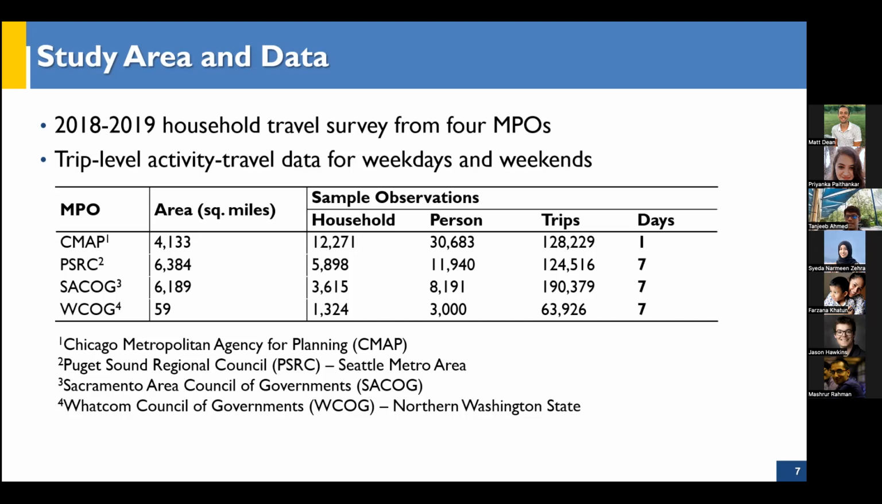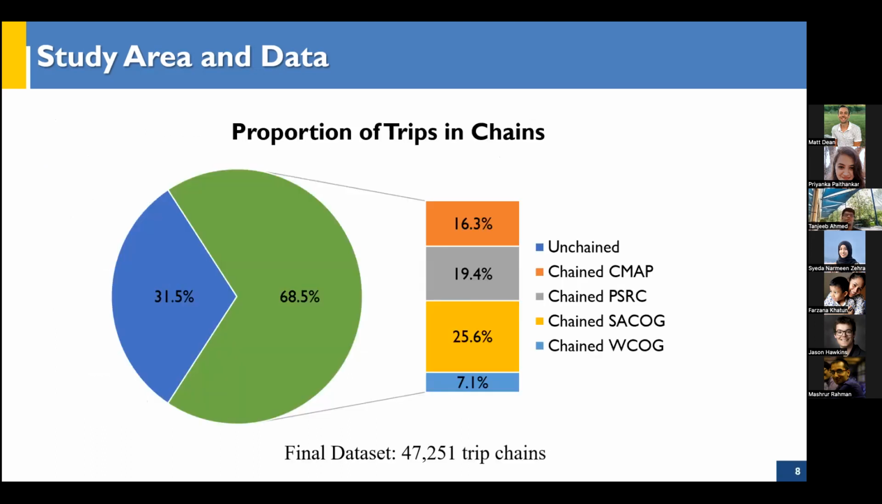And we only restricted the mode options to NMT, auto, and transit, as there are insufficient observations for other modes. So after applying the definition of trip chain and filtering the dataset for unreasonable values, we obtained, as I mentioned before, 47,251 trip chains. So looking at this pie chart, these trip chains represent 68.5% of the trips in the whole dataset.